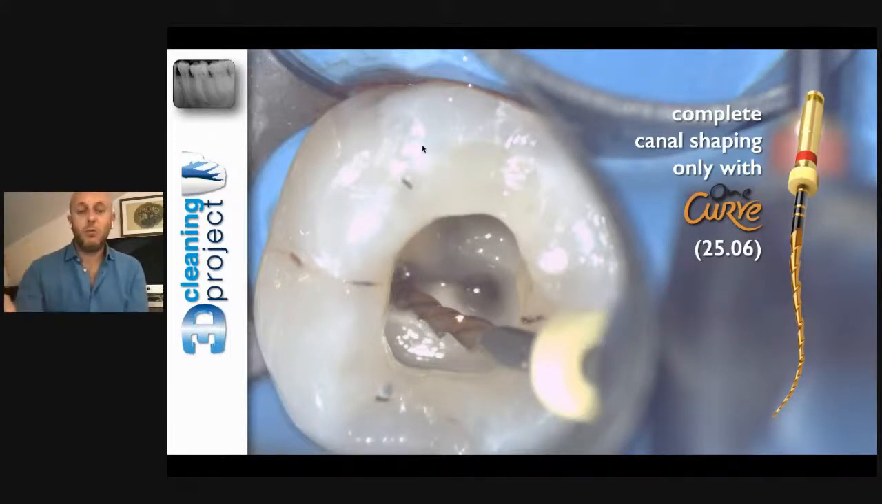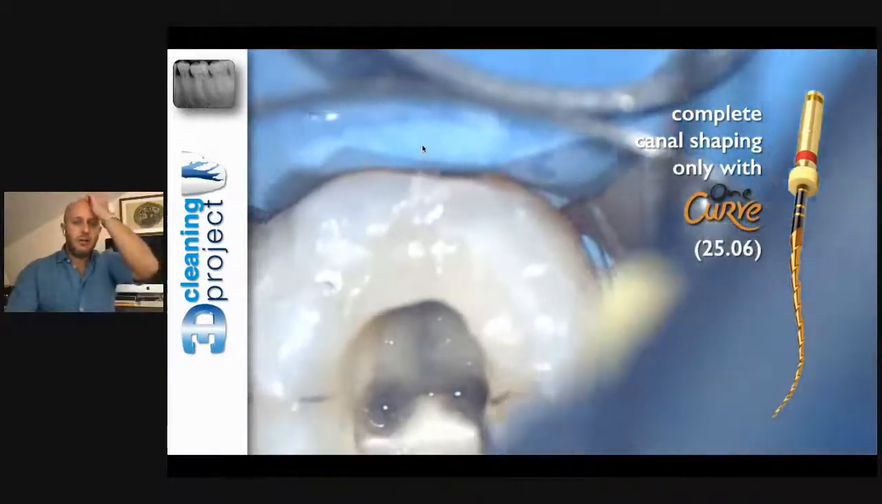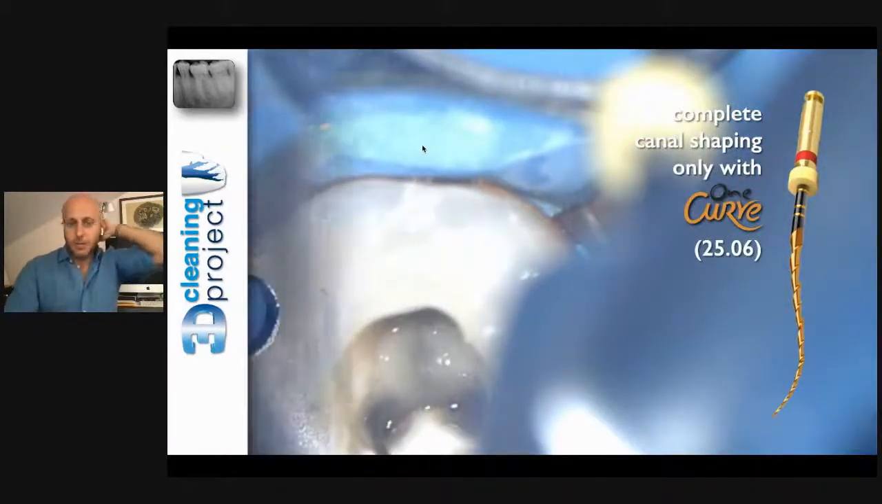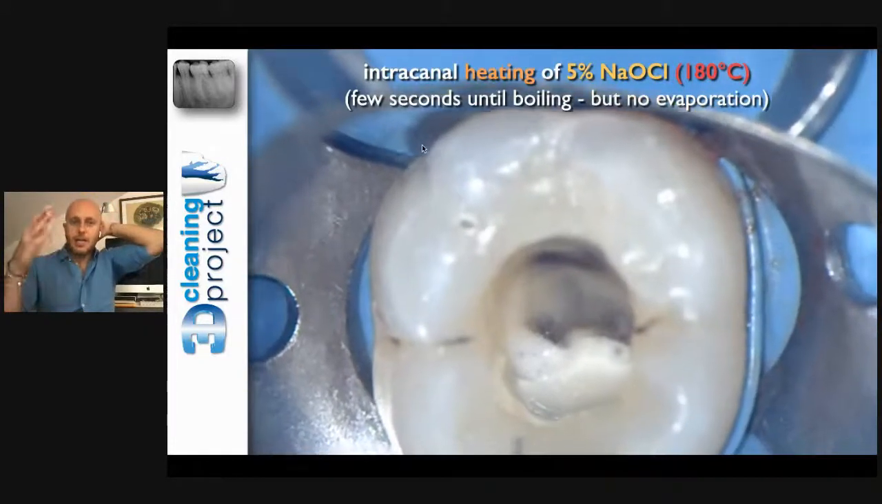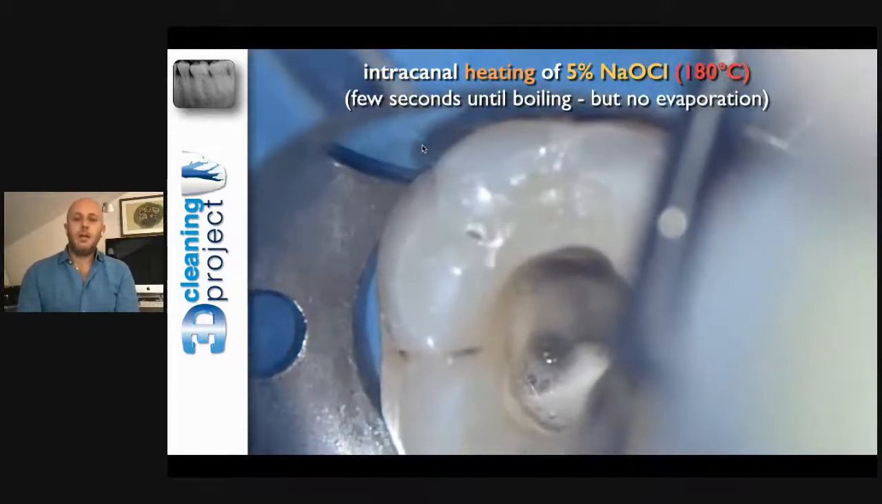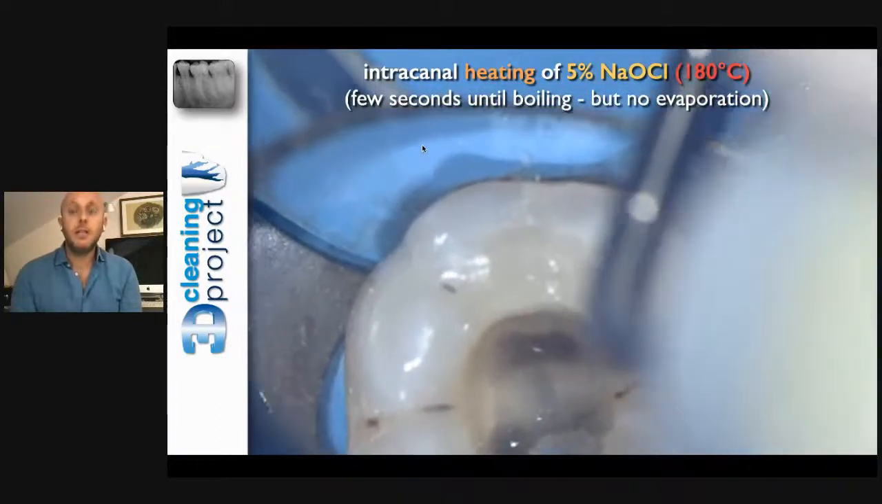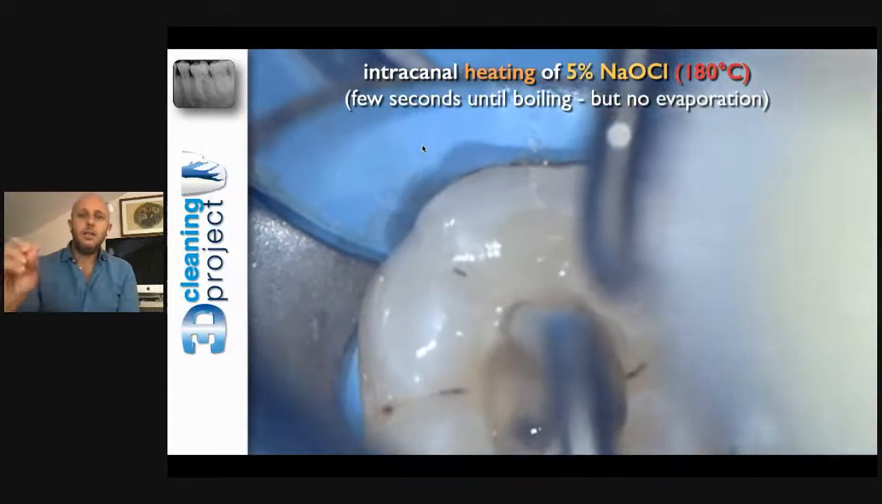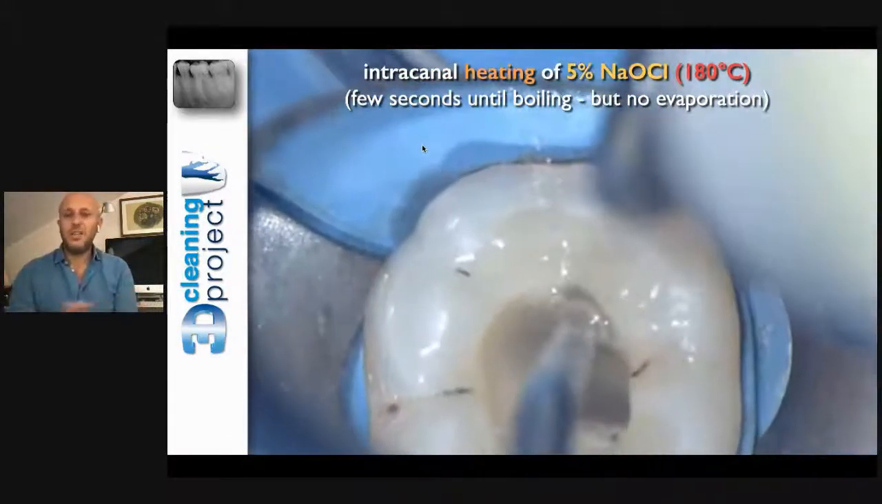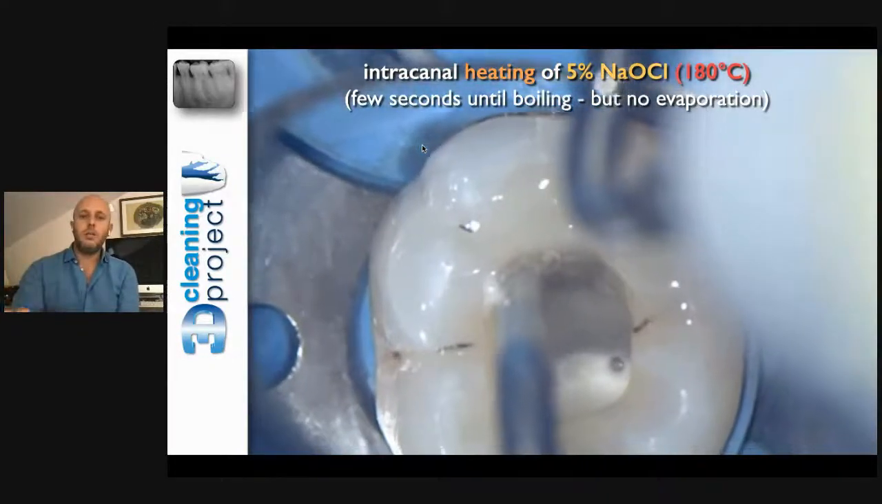I can do it very quickly, but I spend so much time to irrigate, to clean, to disinfect the root canal space. This is the new martensitic alloy file working inside the root canal. I go quick, and then I heat the solution inside the root canal with a heat carrier at 180 degrees, only until the solution boils, but avoiding evaporation of the solution. So a few seconds to reach the boiling temperature.